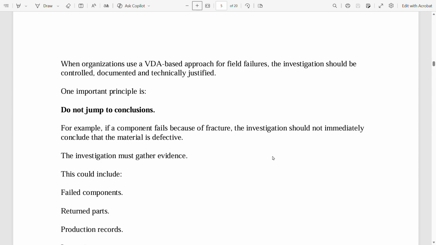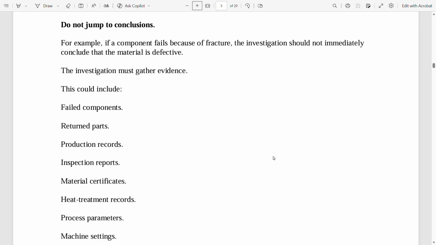One important principle is do not jump to conclusions. For example, if a component fails because of fracture, the investigation should not immediately conclude that the material is defective. The investigation must gather evidence.